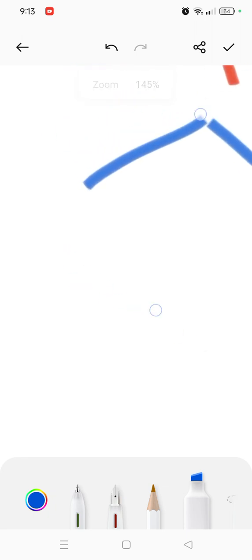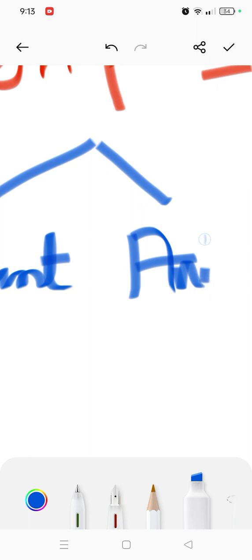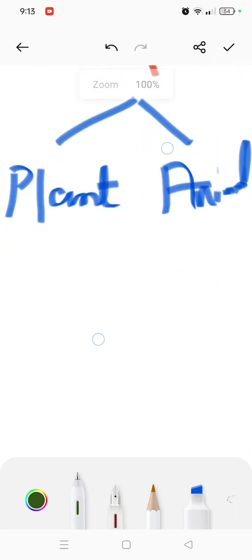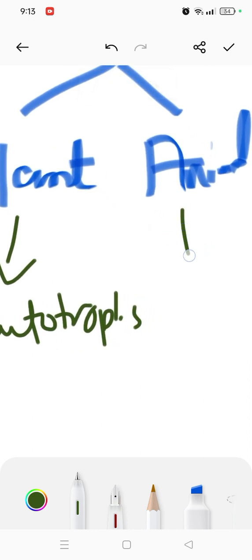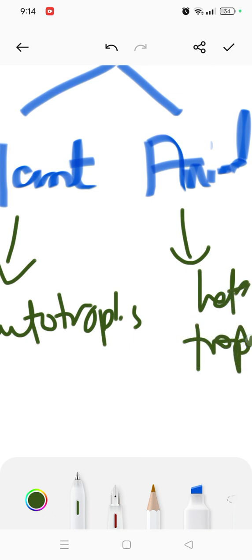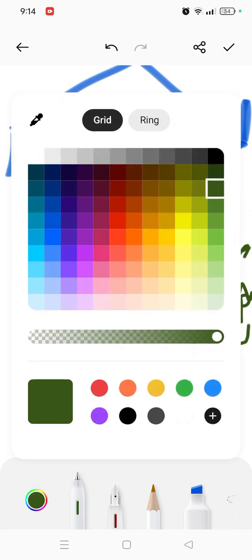So first thing we know, we have two categories of living organisms, like plants and animals. Plants are autotrophs because they make their own food, and animals are heterotrophs. Autotrophs just means they make their own food. Heterotrophs means we are dependent. We don't make our food on our own.